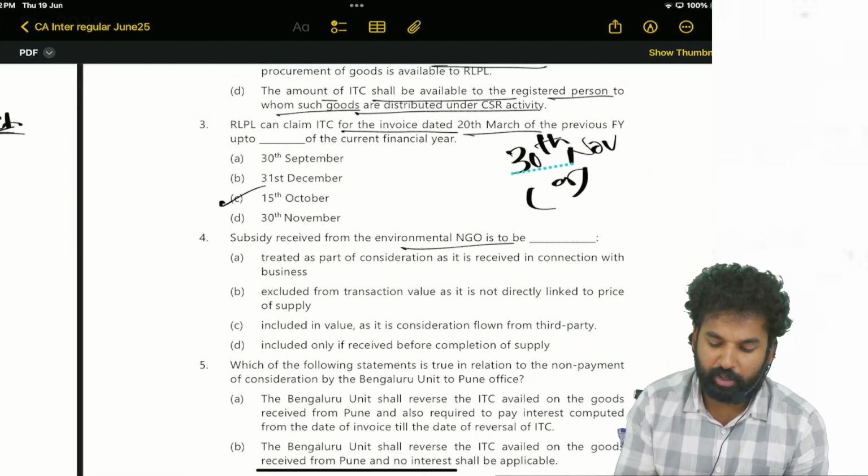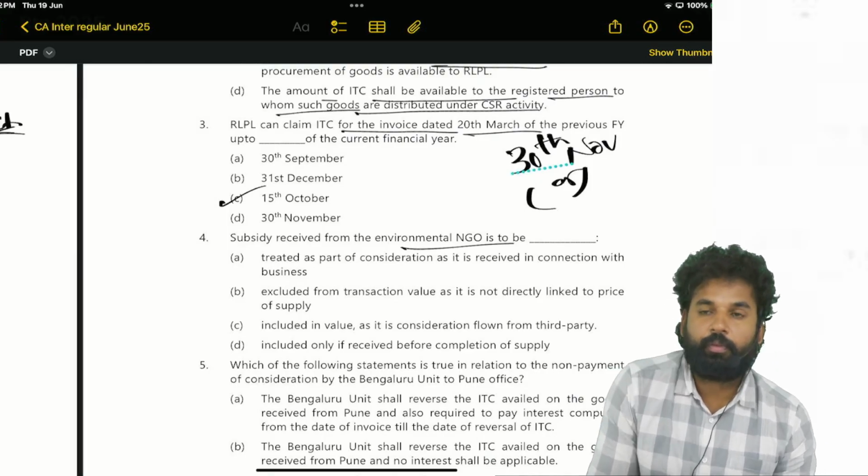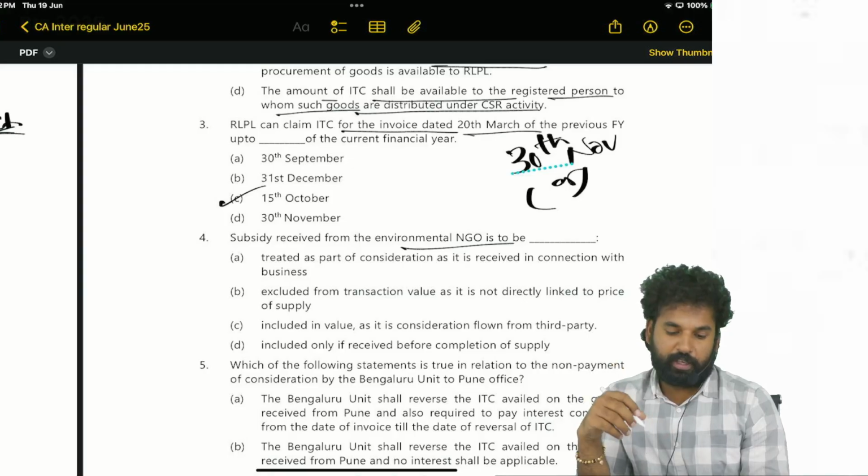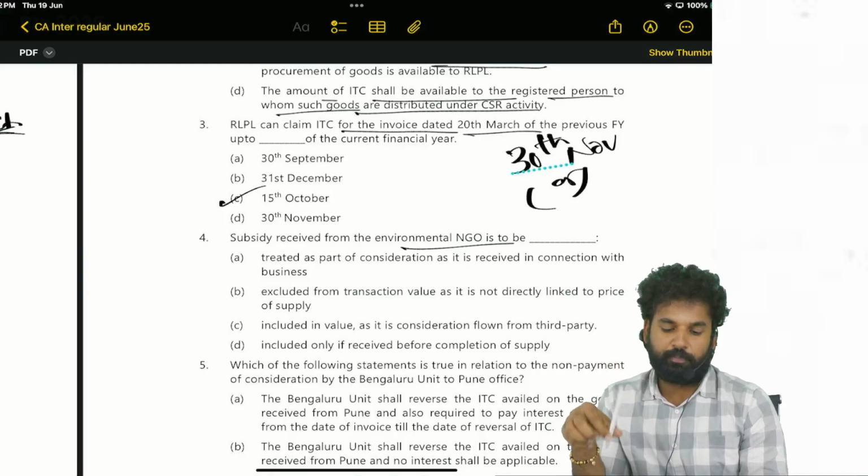Subsidy received from environmental NGO is to be included in the value, no? Excluded from the transaction value, no? Included or excluded? Environmental NGO.